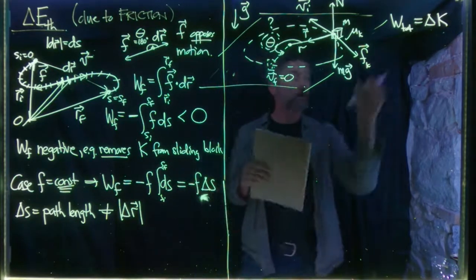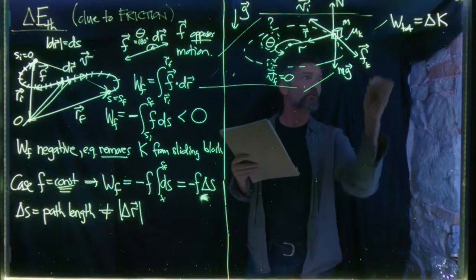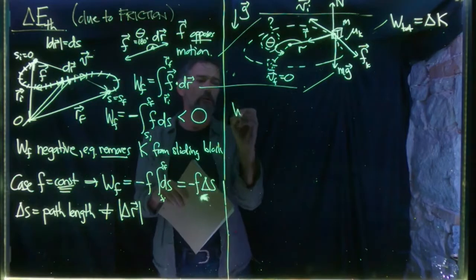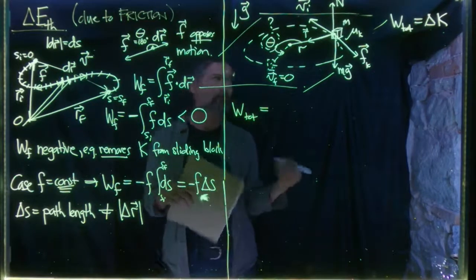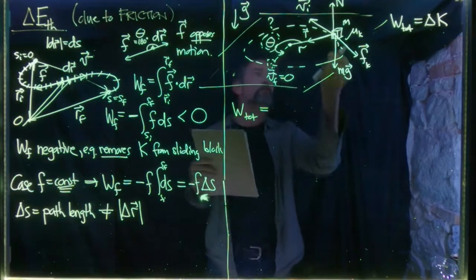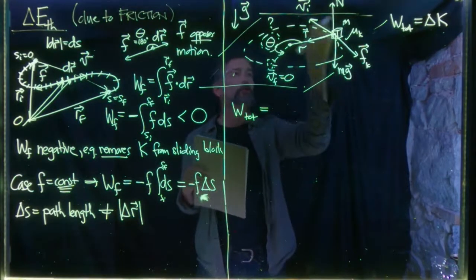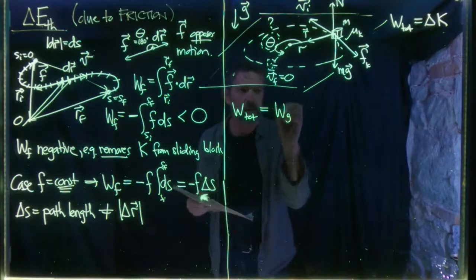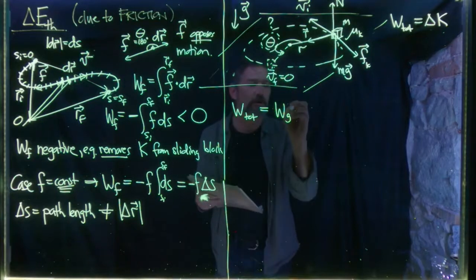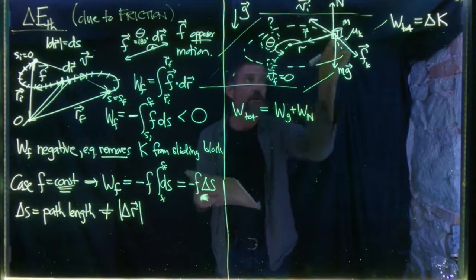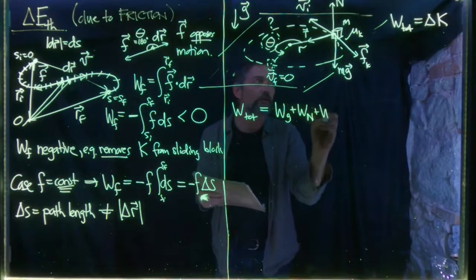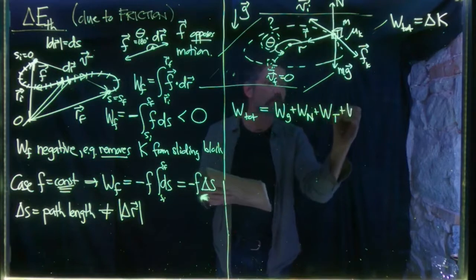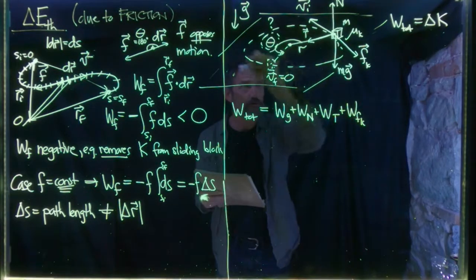And so let's work out W total. I think I can put it down here. So work total is equal to the work done by all four forces as that object moves on its trajectory from here to here. So there will be the work done by the gravitational force as it goes over its trajectory, plus the work done by the normal force as it goes over its trajectory, plus the work done by the tension force, T, as it goes around its trajectory, plus the work done by the force of kinetic friction as it goes around its trajectory.